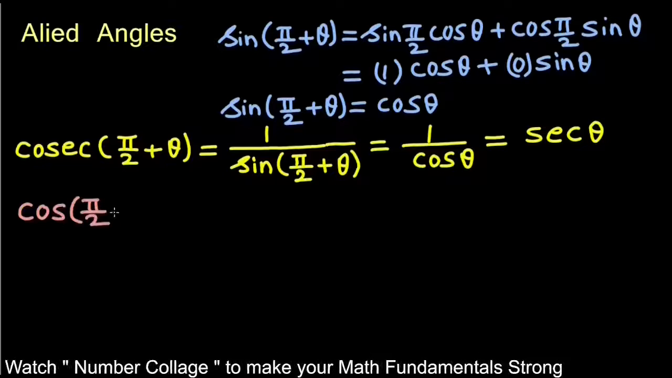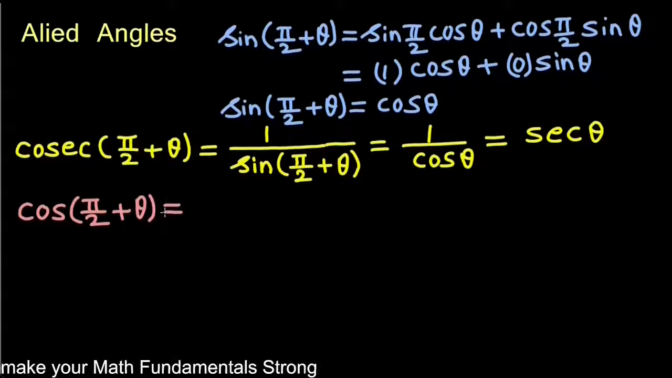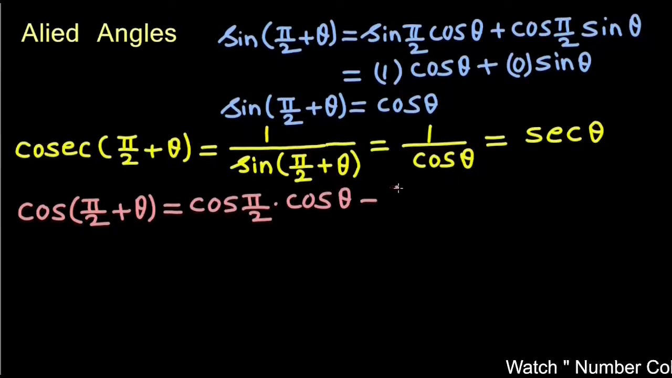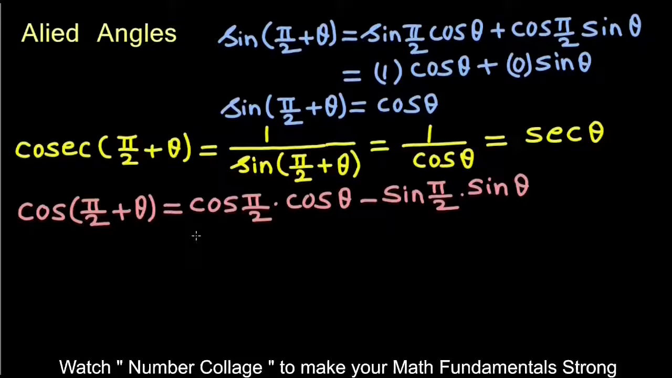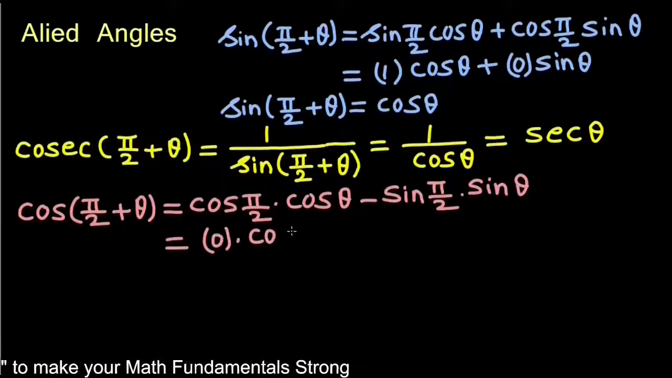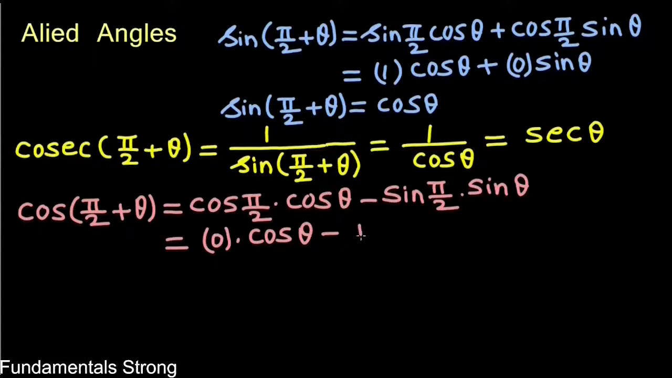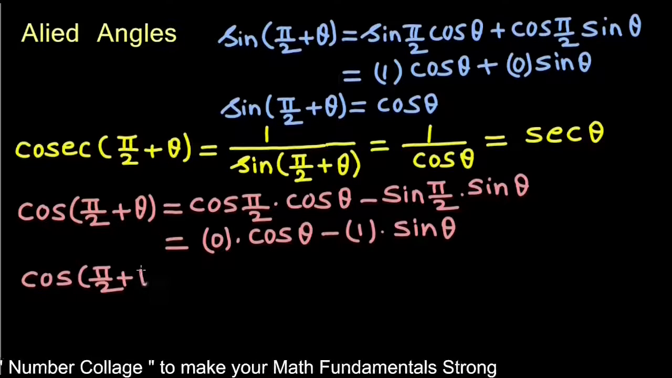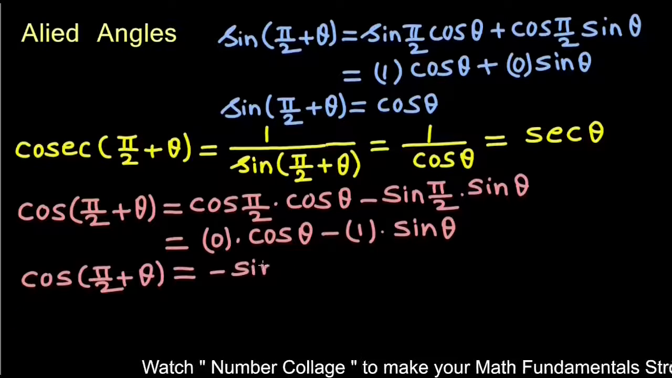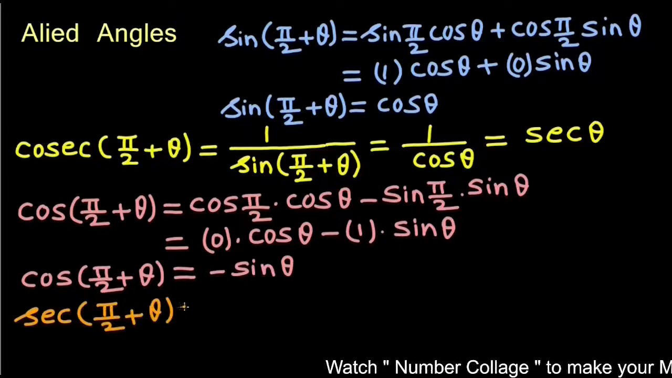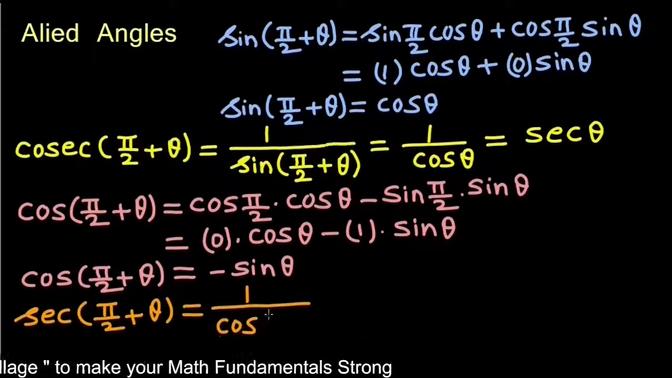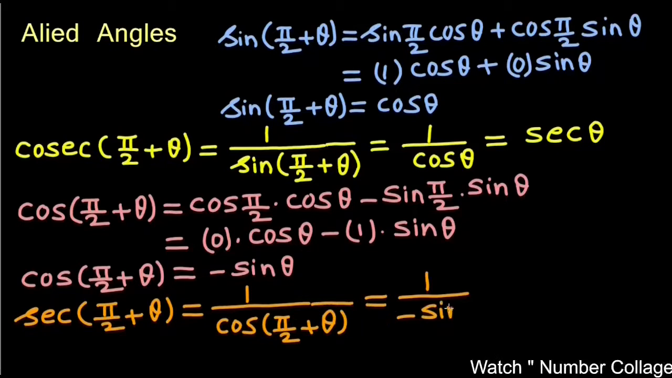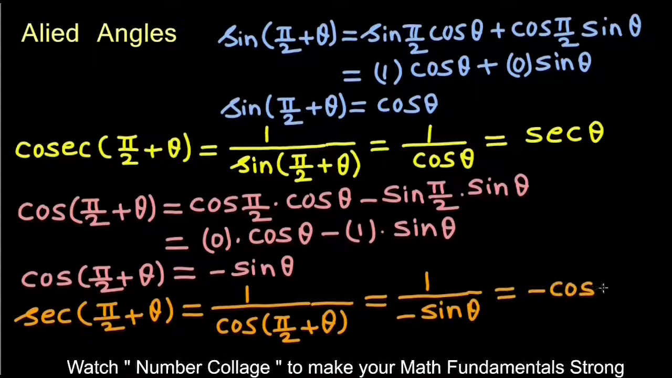Cos of pi by 2 plus theta by addition formula will be cos pi by 2 cos theta minus sin pi by 2 sin theta. Cos pi by 2 is 0, cos theta minus sin pi by 2 is 1, sin theta. Therefore, cos pi by 2 plus theta is minus sin theta. Sec pi by 2 plus theta will be 1 upon cos pi by 2 plus theta, that will be 1 upon minus sin theta, which will be minus cosec theta.